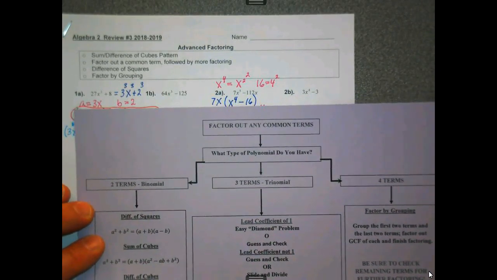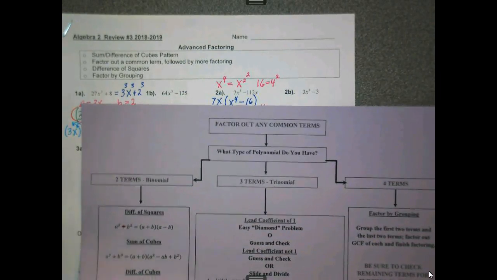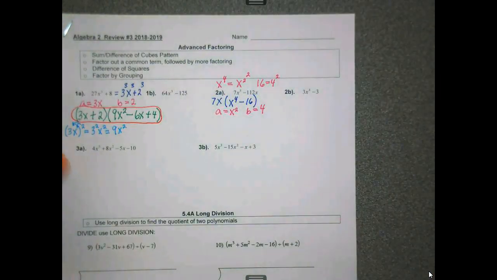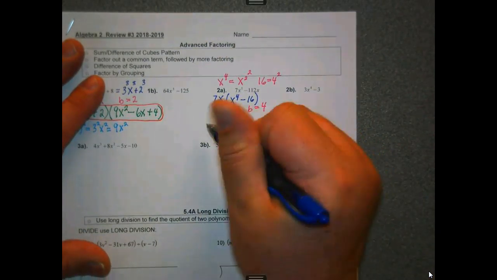Oh, that's a typo. This should be minus on the purple flow chart. Okay, so don't forget your 7x.